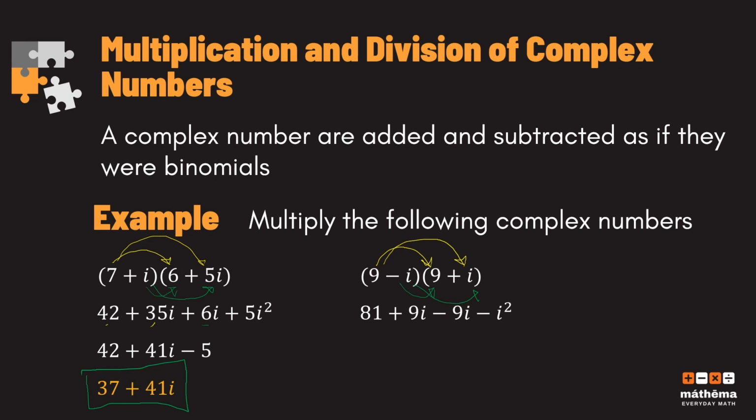Simplify. We have 81. 9i minus 9i is 0, so these cancel out. Again, i squared is negative 1, times negative 1. That will give us positive 1. So our answer will be 81 plus 1 is 82. Alright. So again, that is for multiplication of complex numbers.